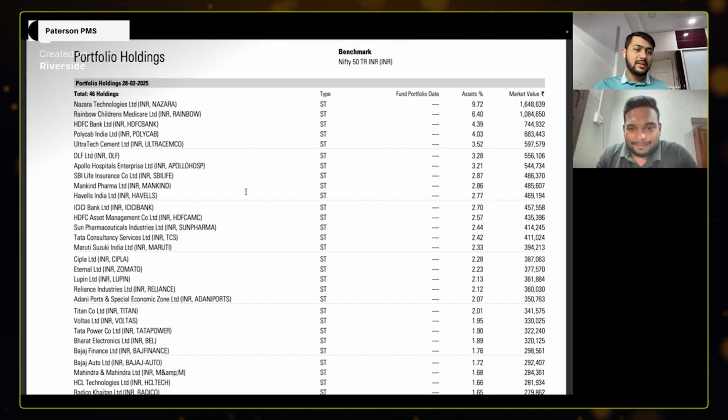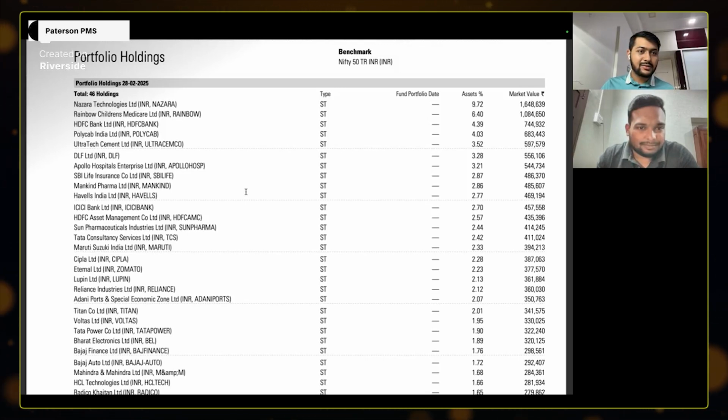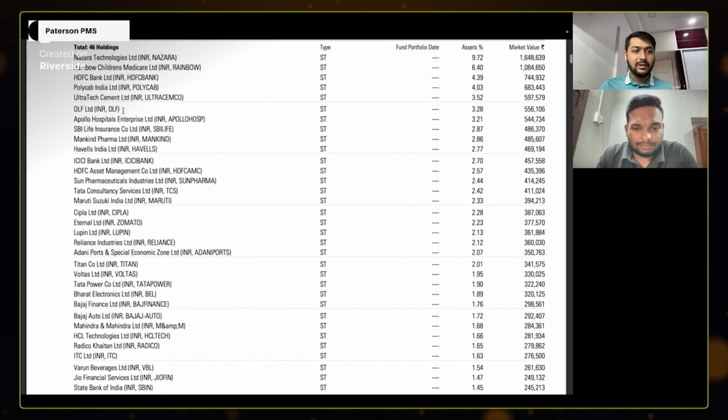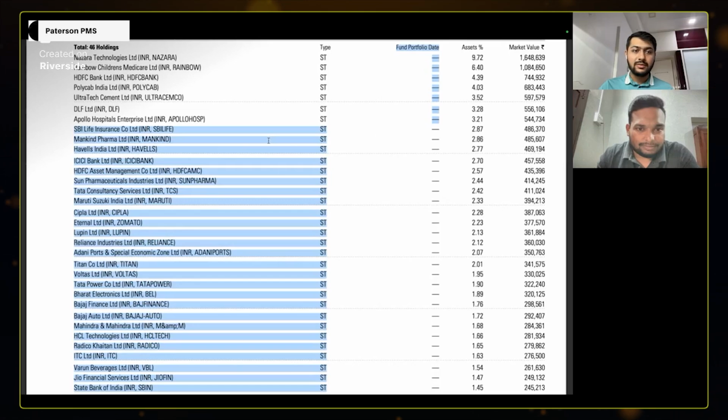Even in this portfolio, this client is currently holding 46 holdings. There may be good stocks in there, like HDFC Bank and Polycab. These are good stocks. Apollo Hospital is another good stock, but if you see the allocation, it's very low here. Apollo Hospital is around 3%.